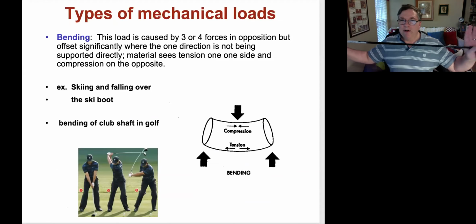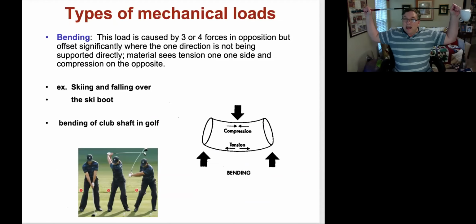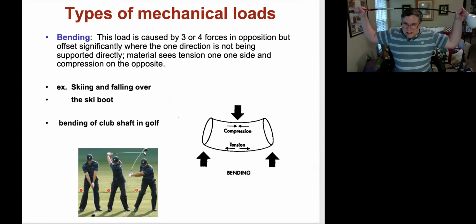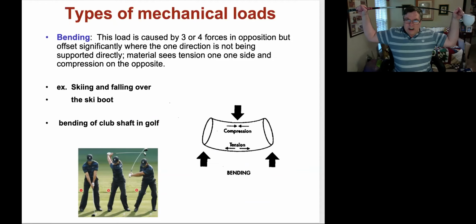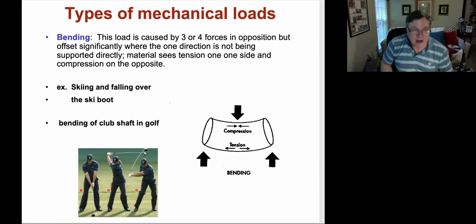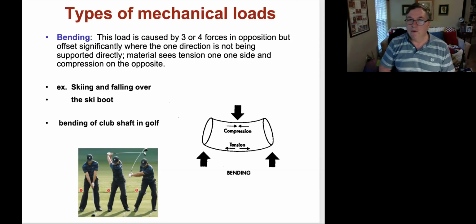When I produce a bending force, and this is going to be a 3-point bending force, my head is going to be producing a force in one direction. My two hands are producing a force in the opposite direction. That causes the material to bend. So it's producing tension on top of the club shaft and compression on the bottom. If you're skiing and fall over a ski boot, you can get tremendous bending forces that could potentially produce a fracture in a bone.